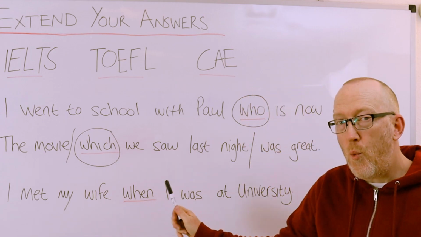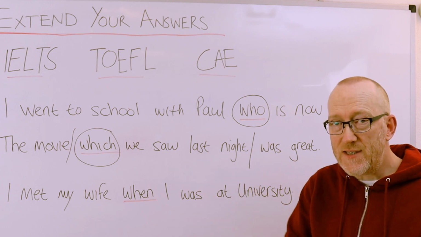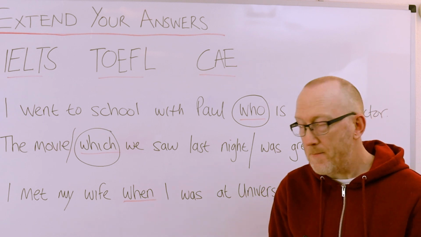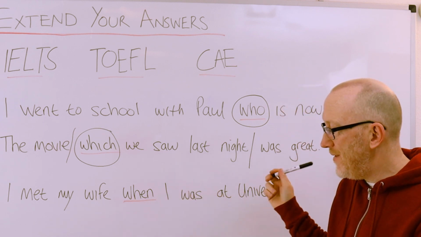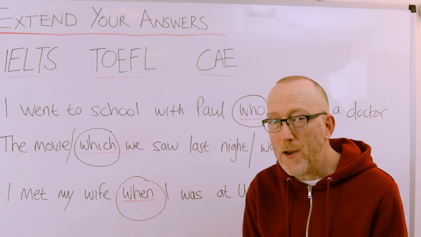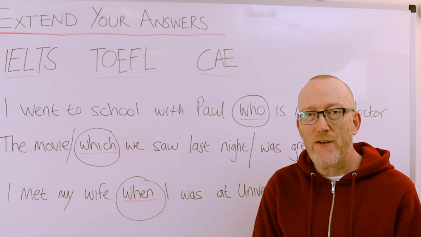When. You remember when is for describing periods of time. I met my wife when I was at university. So when here is describing a time period in the past, when I was at university.